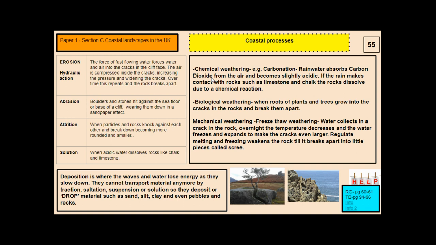The next one there is biological weathering. So plants, when their roots start to grow, can get into small cracks. As the roots grow wider and wider, they can break rocks apart. Similarly, animals burrowing can actually damage the structure of certain rocks, especially mudstone and sandstone, quite weak rocks anyway. The burrowing of certain animals can alter the strata of the rock.